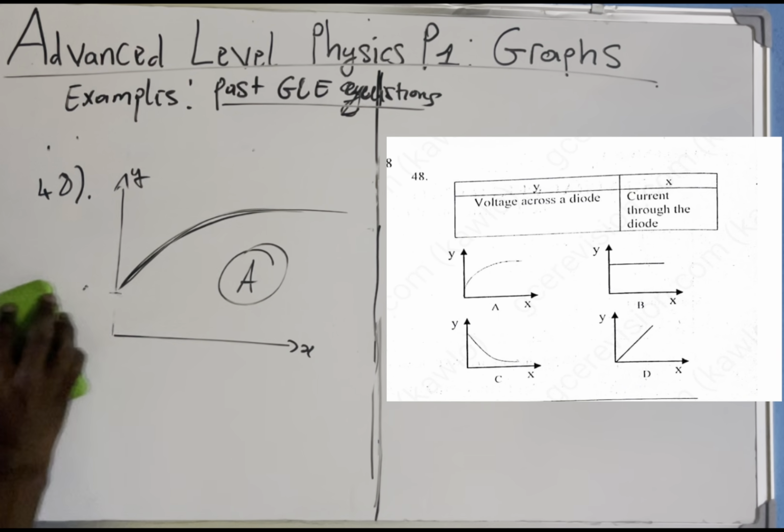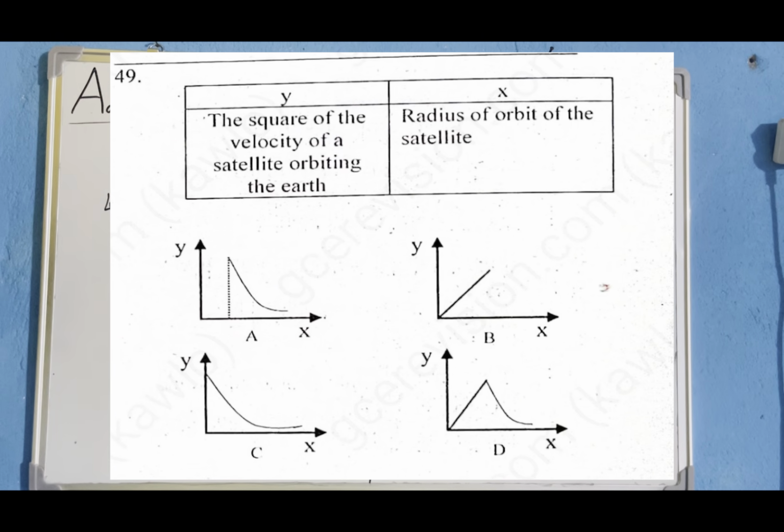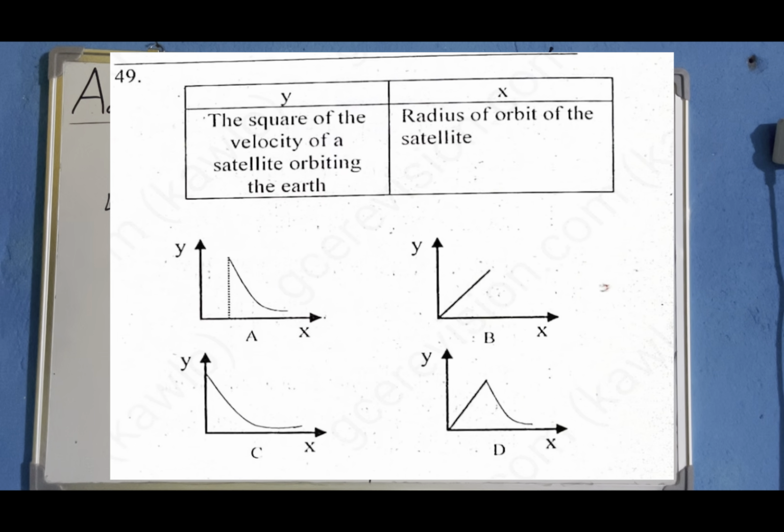Now let us go to 49. We are talking about the square of the velocity of a satellite orbiting the Earth, and x is the radius of the orbit of the satellite. So first of all, come out with the equation relating the two: the square of the velocity and the radius of the orbit.